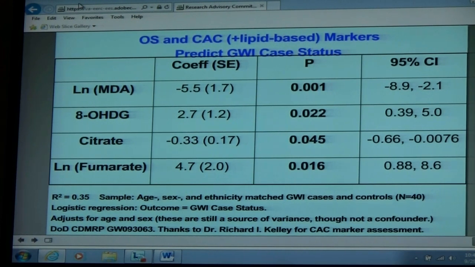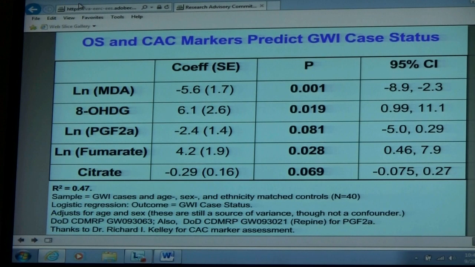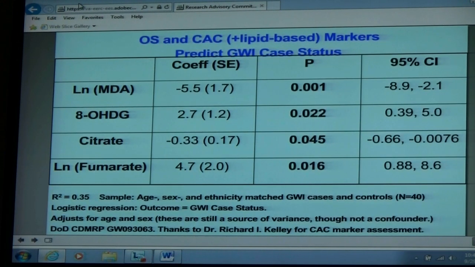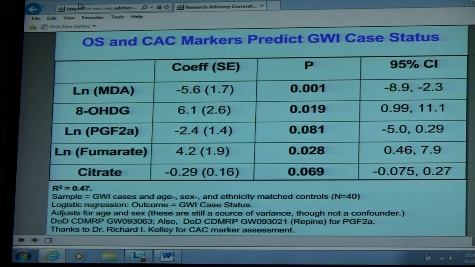Next slide. By the way, that R squared reflects the fraction of the variance that is accommodated by the model. Next slide. Here we add in prostaglandin F2 alpha in the middle, and we bring the R squared in an otherwise identical model up to 0.47. Adding in prostaglandin F2 alpha, although it is not itself significant, increases the significance of the malondialdehyde variable. So now we've gotten quite strong prediction of case control status based on a small number of lipidomic, oxidative, and mitochondrial markers.